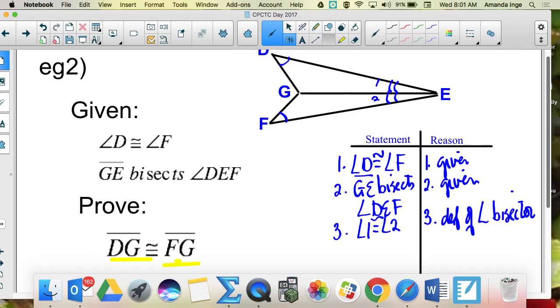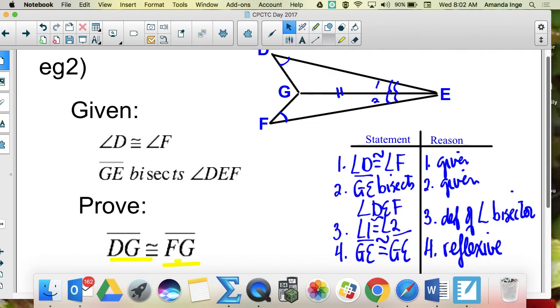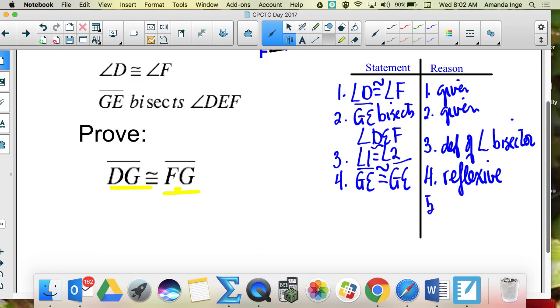What do we know about GE? We know that GE is congruent to itself because of what property? The reflexive property. So we have this side is congruent to itself. So we have an angle, and a side. So we can show that these two triangles are congruent using angle, side.